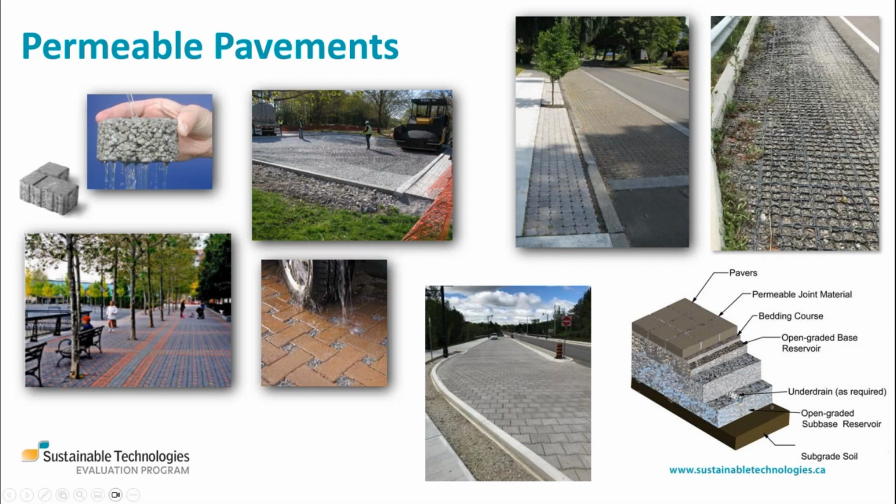So all these different variations allow water to infiltrate and drain down into an underlying stone reservoir level, as we can see here, and into the native soil below, or drain to an outlet through an underdrain. So you can have the subgrade soil or the open graded subbase reservoir. Water can infiltrate down into the subgrade soil, and if there's too much water in a heavy rainstorm, it can leave out through a perforated underdrain.